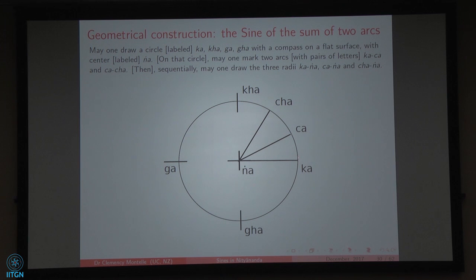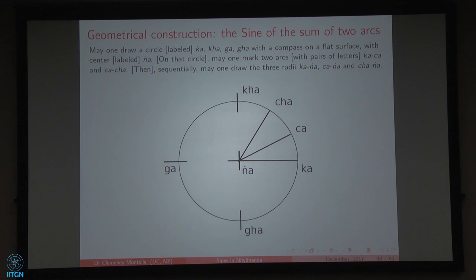So we understand these arcs. Have in mind your sine diagram here, and then ka, cha here. Then sequentially, may one draw the three radii: ka, na, cha, na, and cha, na. It's really good for me to practice pronouncing my alphabet properly. So we have this diagram.